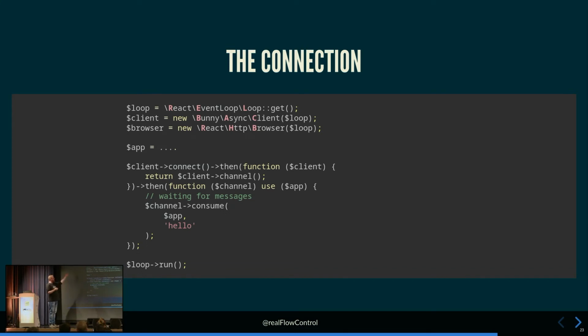We need our event loop. We need the Bunny client. We need the HTTP browser. And then we connect to RabbitMQ, establish a channel, and register our consumer. And the consumer is just an app that we have on the next slide.